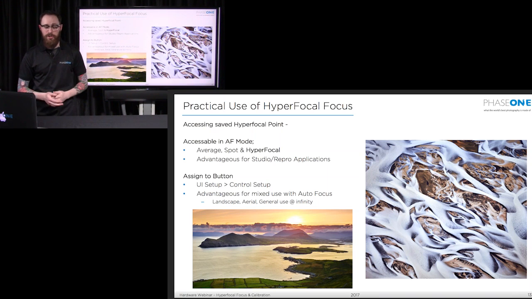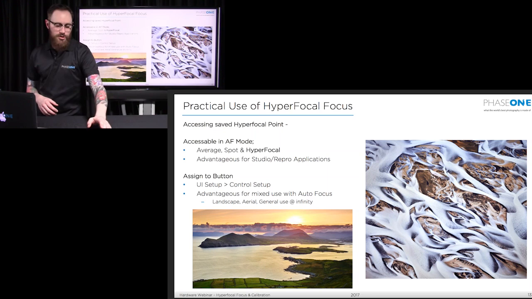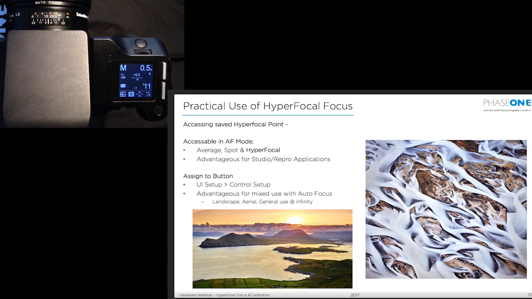Well, if you're shooting in a studio and you're capturing from Capture One, you can simply hit the autofocus button in Capture One software. It'll go to your hyperfocal point. You know exactly where the focal plane is going to fall, and you can take your shot. So there's a lot of different workflows that you can mix and match to take advantage of this value that you've just saved. And I'll just show you the actual workflows of those on the camera itself.